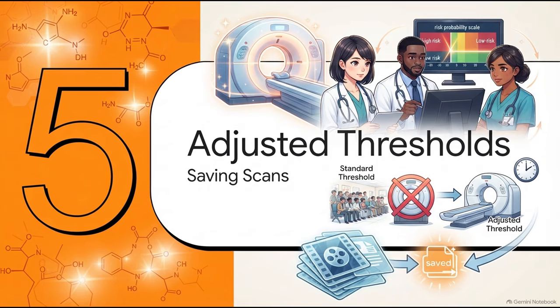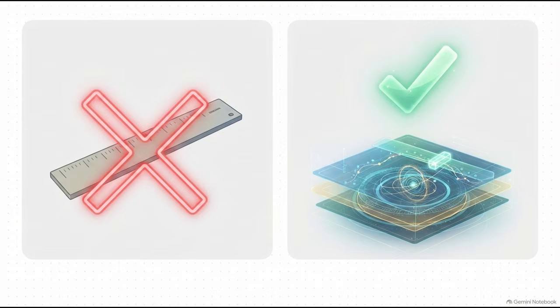All right, Section 5, Adjusted Thresholds, and how they are saving scans. For those patients where a D-dimer actually is appropriate, it is time to abandon that archaic universal cutoff of 500. Implementing the age-adjusted rule for patients over 50, where you simply take their age and multiply it by 10, drastically and safely reduces unnecessary scans.